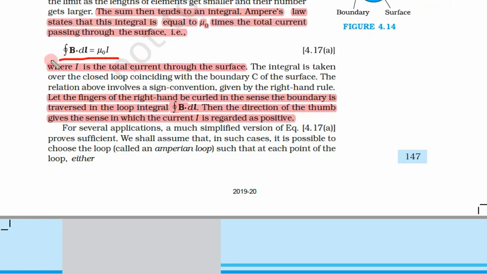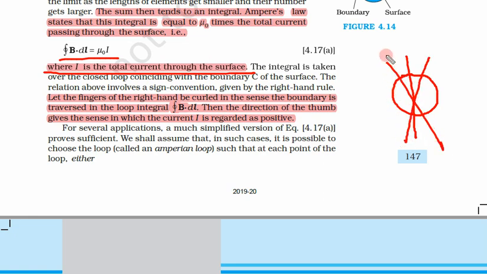This is the equation for Ampere's circuital law: the integral of B dot dl over a closed loop is equal to mu naught I, where I is the total current through the surface. Suppose we have this surface, this loop, through which three currents are passing. Let us say this is I1, this is I2, this is I3, and there are many more currents. This is I4 and this current is I5.